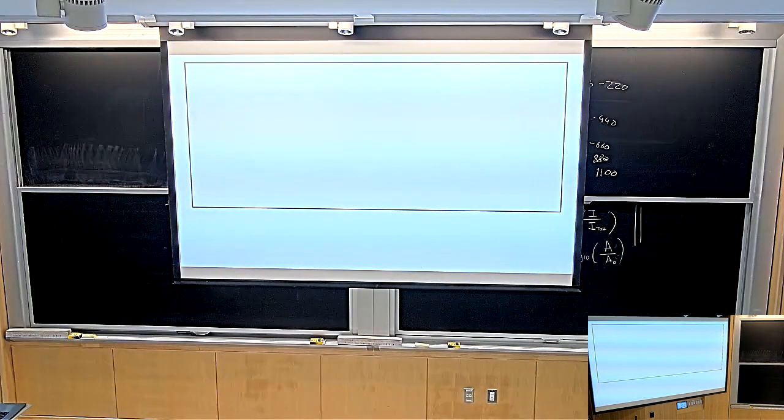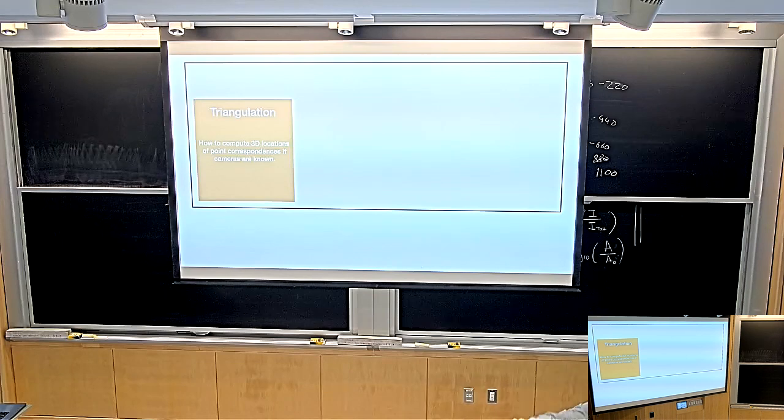So here's the topics of today's class. We're going to talk about triangulation, how to compute 3D locations from point correspondences. So we assume we have several cameras. Triangulation is we have point correspondences, so we know which pixels correspond to the same 3D point in the scene. If we know that, then figuring out the 3D geometry from point correspondence is triangulation.